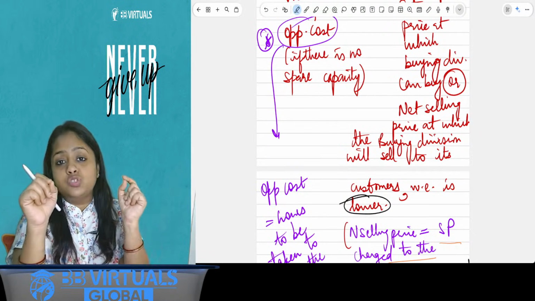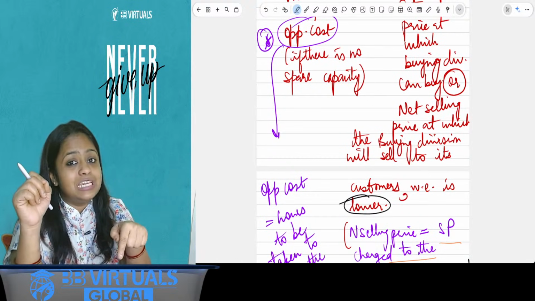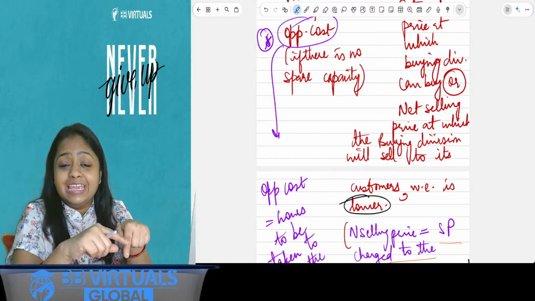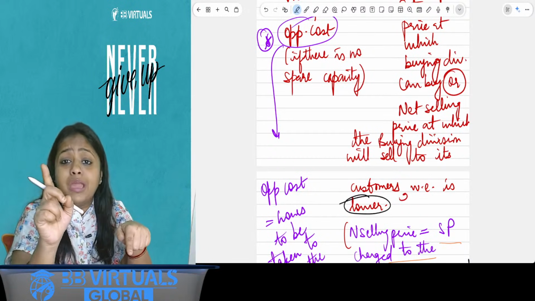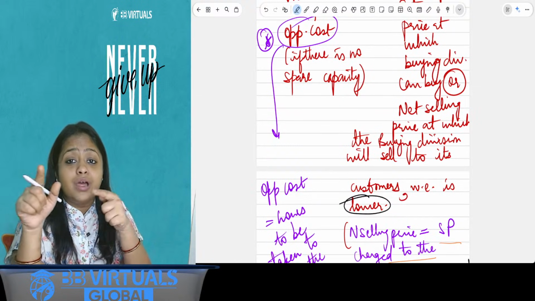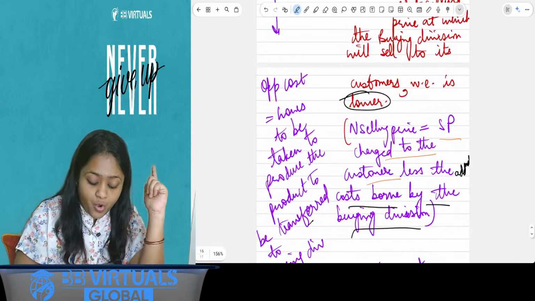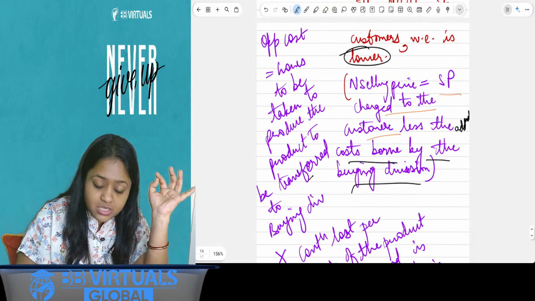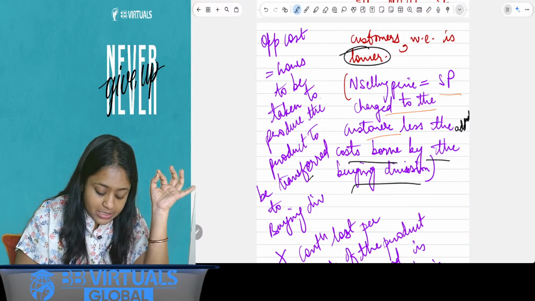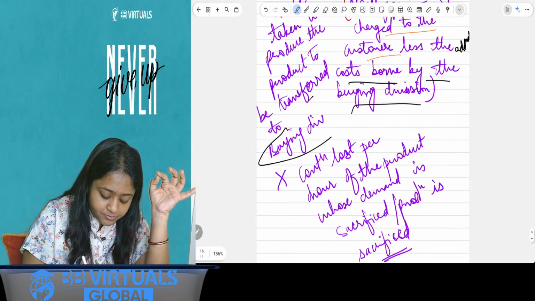Common mistake by the students is they will take contribution per hour of division A and multiply it with 4 hours that they need for external customers. No, my friend, because they need more hours for division B. More hours means more contribution lost. So here, how would you calculate opportunity cost? Opportunity cost will be hours to be taken to produce the good to be transferred to buying division.